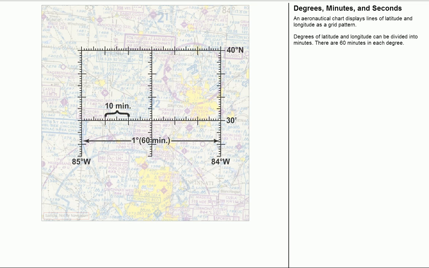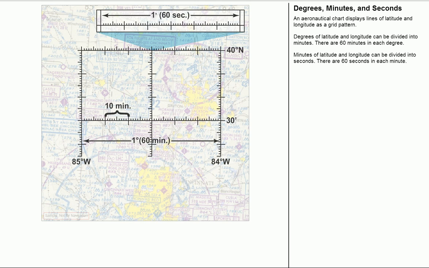VFR aeronautical charts use tick marks to depict minutes on latitude and longitude lines. This graphic shows degrees and minutes. Minutes are marked with a symbol called a prime, which looks like an apostrophe. You can see a prime in this example with 30 minutes. Minutes can be further divided into seconds, which are often marked with a double prime. There are 60 seconds in each minute, although VFR aeronautical charts typically do not depict seconds.